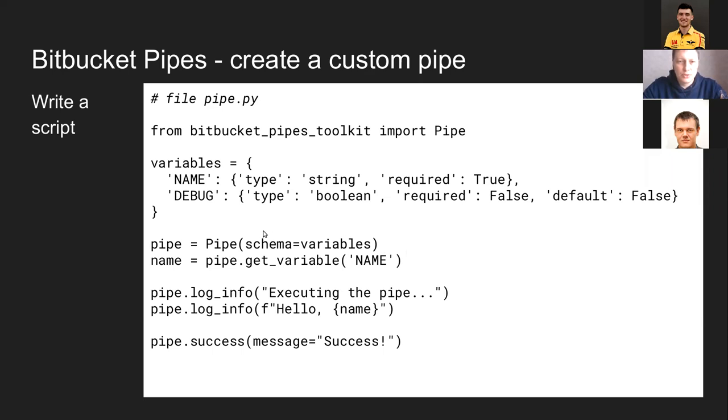Then you just create a pipe, instantiating the Pipe class with the schema and variables. Then you should get the name variable required for this pipe from the environment, and the pipe instance has that method. Then log information, just show users that the pipe started to execute. Then log the main logic, here hello and name. And of course, when the pipe has successfully finished, you just call the success method and say some message like success. So in your build, you will have a finished pipe if all is okay.